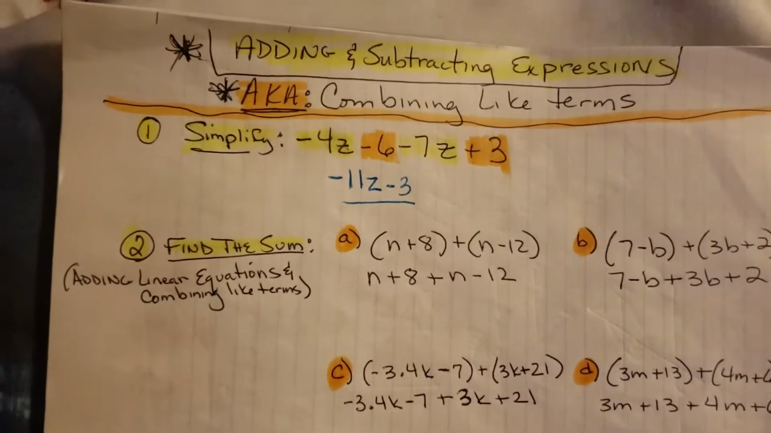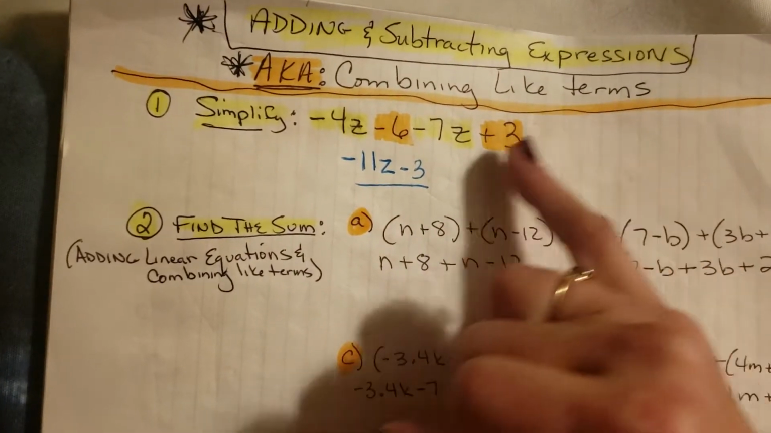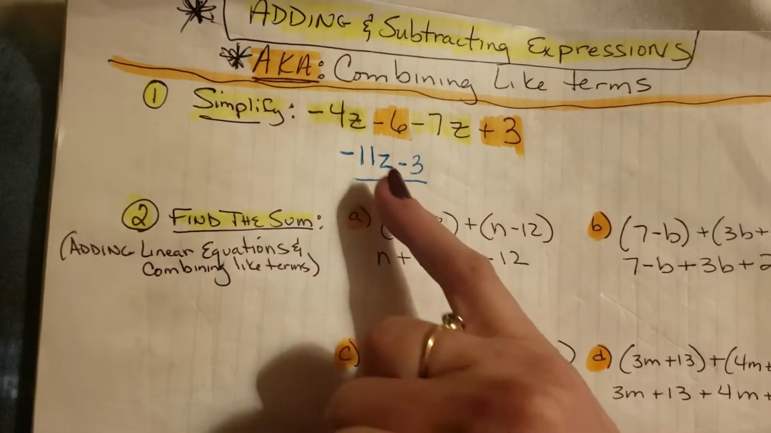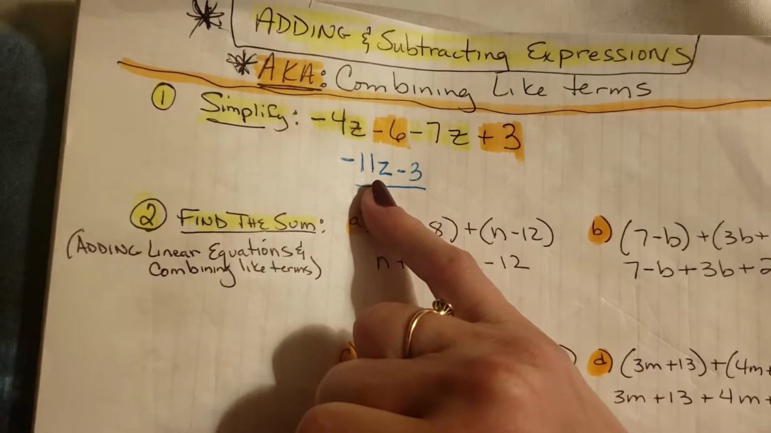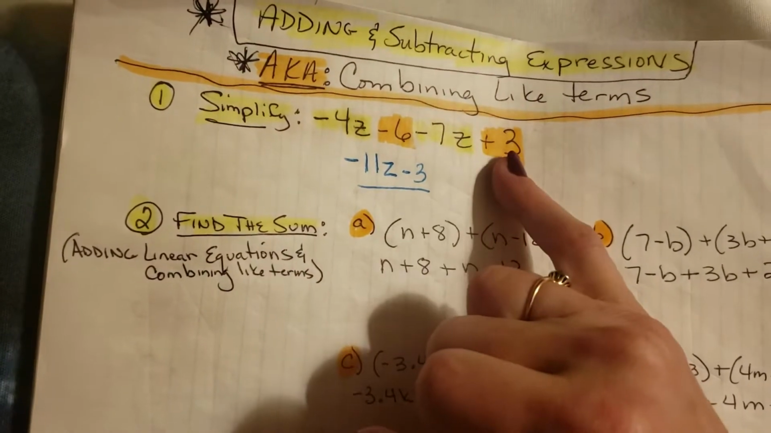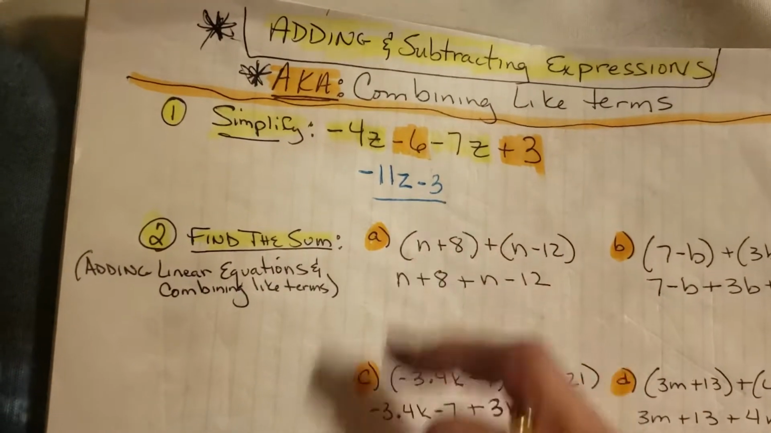Okay, so I've already started this with adding and subtracting expressions by combining like terms, and I did this first one by simplifying, combining my z's to get negative 11z, and combining my constants, sorry, to get my negative 3.